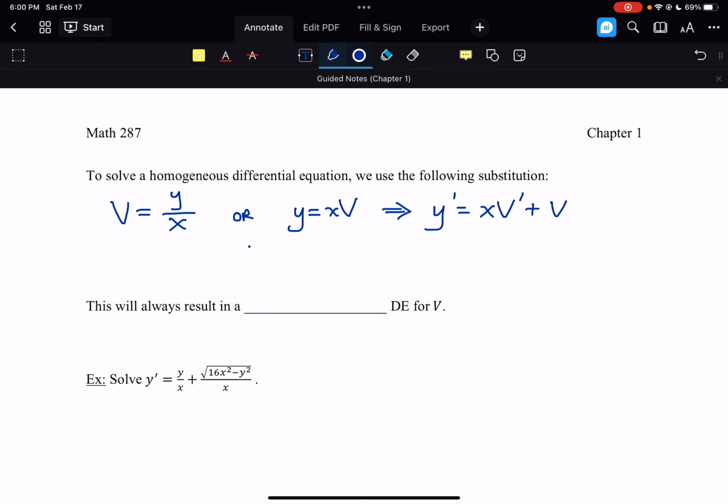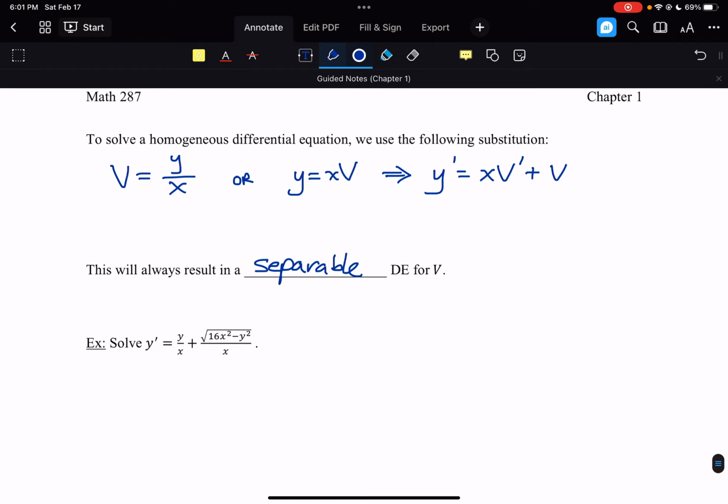By applying this change of variable to a homogeneous differential equation, the result will be a separable differential equation in terms of v. So we're going to be able to set up and solve a separable differential equation in terms of v, and then we can switch everything back into y's at the end after the differential equation has been completed.